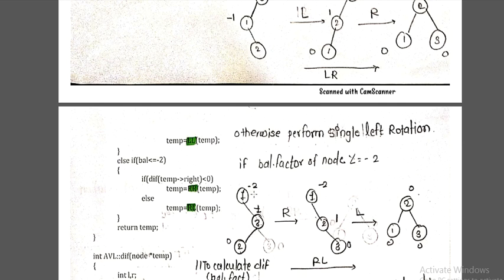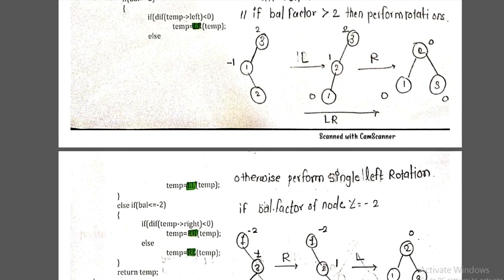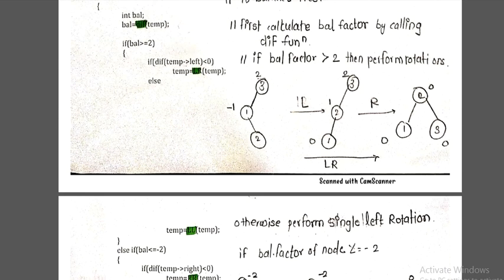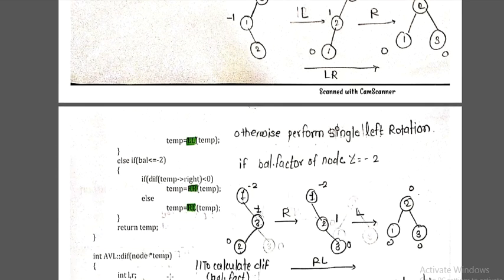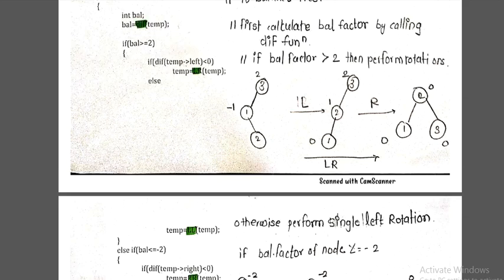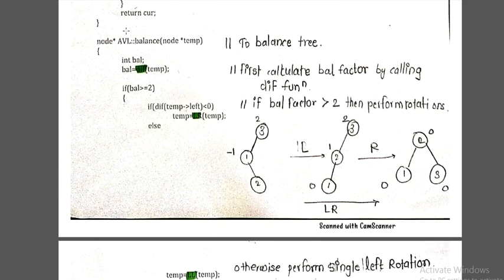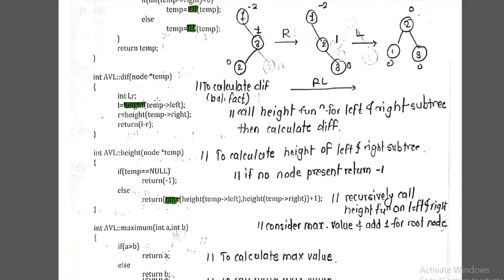So due to -2 the tree is unbalanced over here, and due to this 2 the tree is imbalanced over here. These are the things we have to do to balance the tree, and then we again return our balanced node using the balance function.